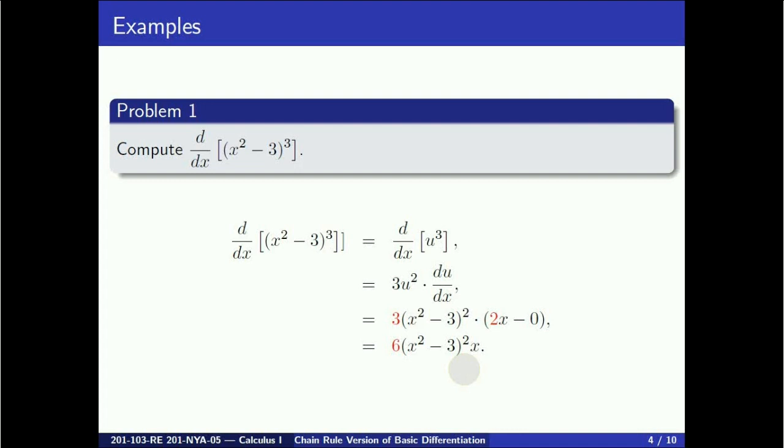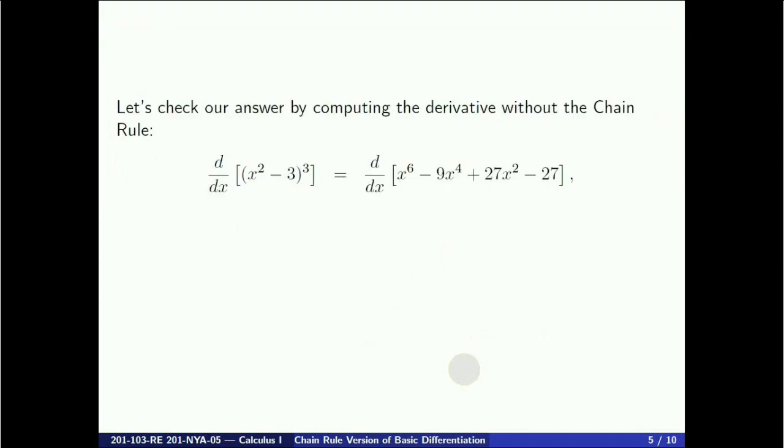Let's verify the answer just obtained by computing the derivative without the use of the chain rule to see that we do get the same derivative in the end. In order to differentiate (x squared minus 3) cubed without using the chain rule, we are going to expand the expression to get a polynomial that is not factored. On the right-hand side of the equation, we have expanded the polynomial and have obtained x to the power 6 minus 9x to the power 4 plus 27x squared minus 27.